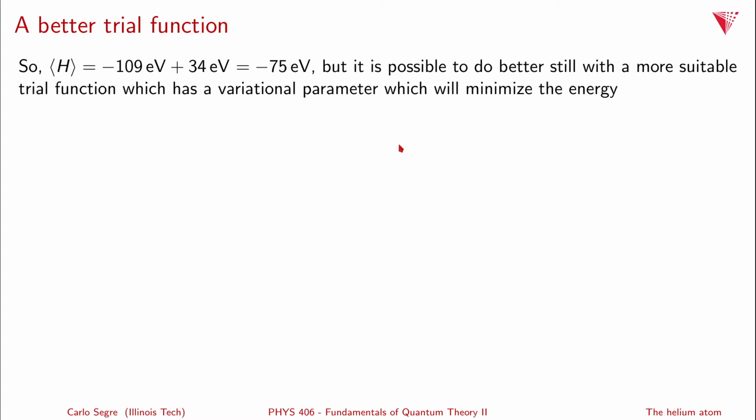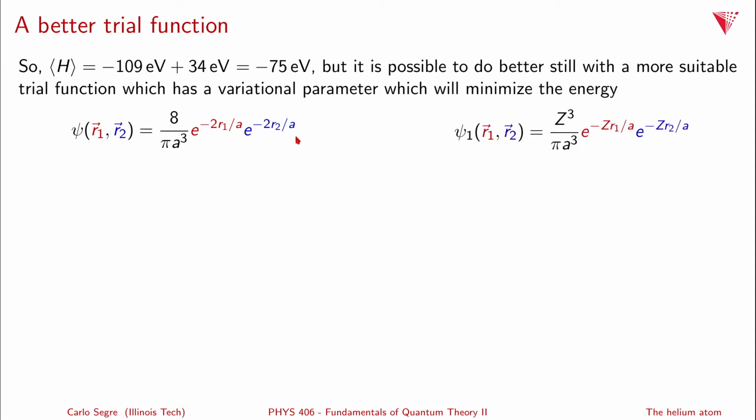We're going to add in a variational parameter and minimize. So let's look at this original wave function that we used for the last one, which was 8 over pi a cubed e to the minus 2r1 over a times e to the minus 2r2 over a. And we're going to adjust it. Instead of having 2 as our z that's hidden here, we're going to make a new parameter, z. And so in our wave function, wherever we had the fact that we had 2 protons in the nucleus, we now put z protons in the nucleus. And we have z cubed. Here we have e to the minus zr1 over a times e to the minus zr2 over a.